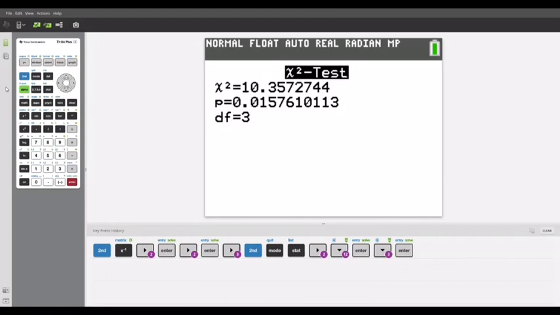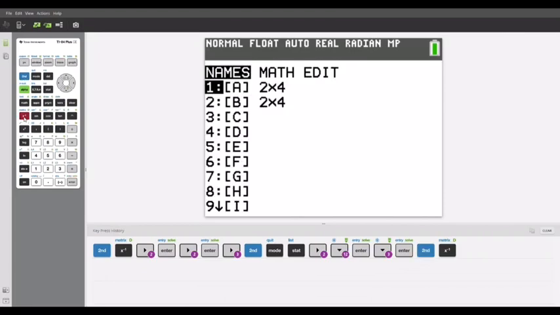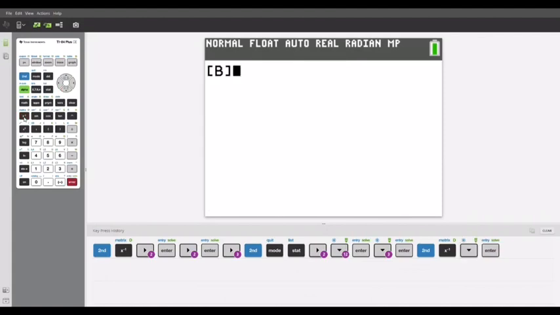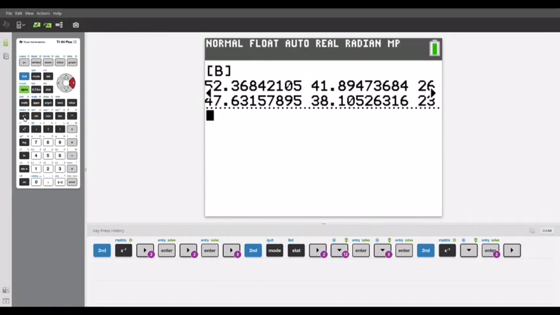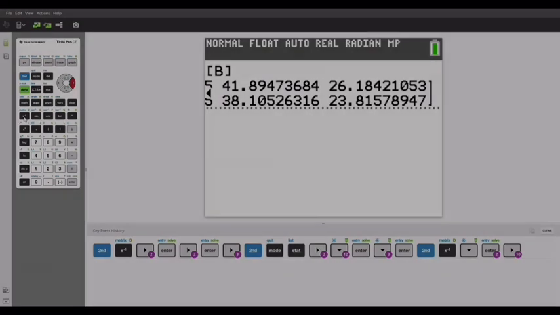expected values. Our expected values, again, are in matrix B. So in order to see those, you need to go second, x inverse, and you'll notice now you have a matrix B on there. Scroll down to B, select enter, and a B should show up on your screen. Select enter one more time, and then you will see all of those expected values. This is what you would expect to occur, assuming that the null hypothesis is true.